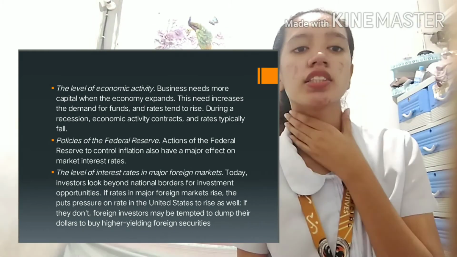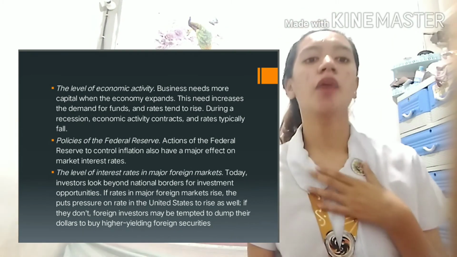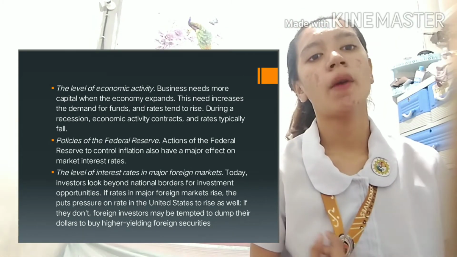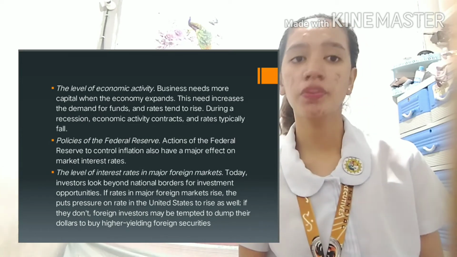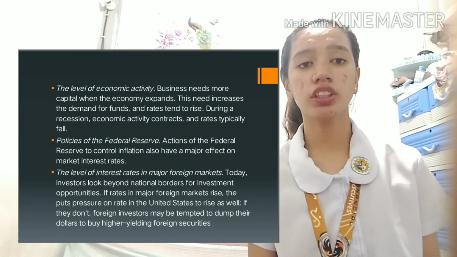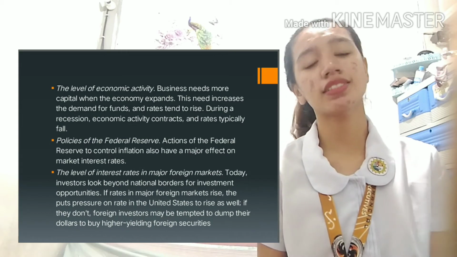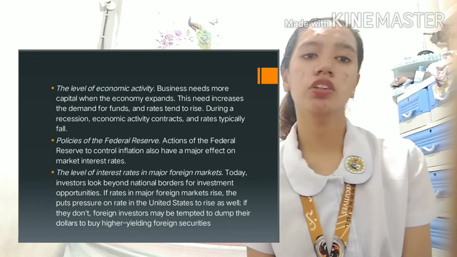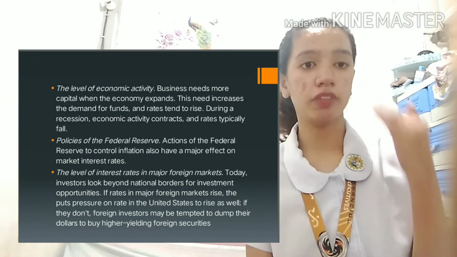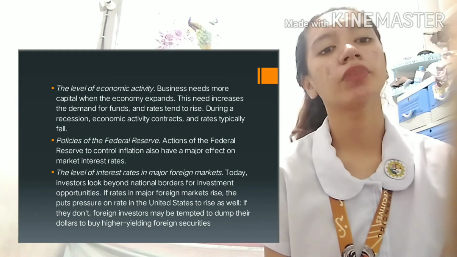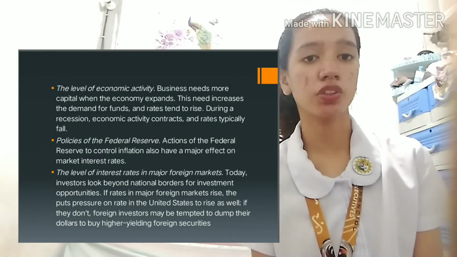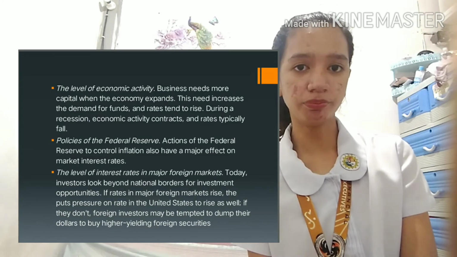Next yung policies of the Federal Reserve. So by driving up the interest rates, unfortunately, such actions can have the nasty side effect of slowing down business activity as well. Next is yung the level of interest rates in major foreign markets.